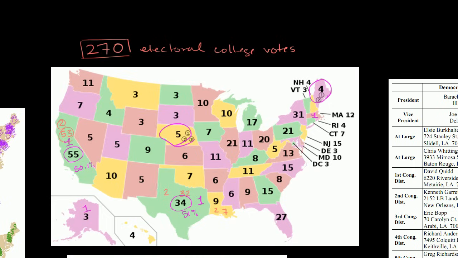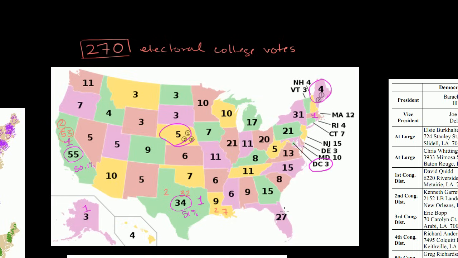Now, there's one other twist here, which is that the District of Columbia, Washington, D.C., right over here, gets no representatives in Congress. They have no senators, and they have no representatives. But they do get 3 electoral votes when it comes to deciding who is going to be president.